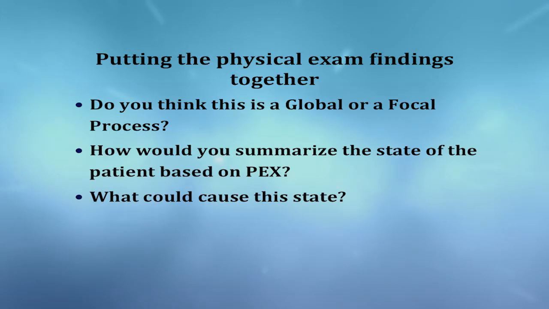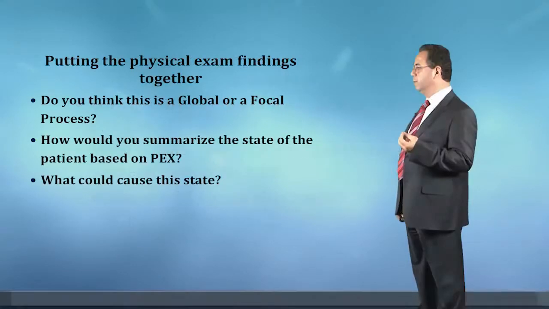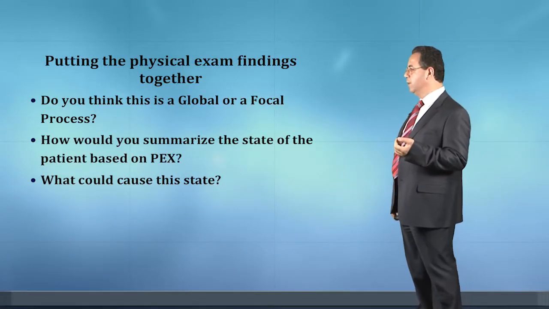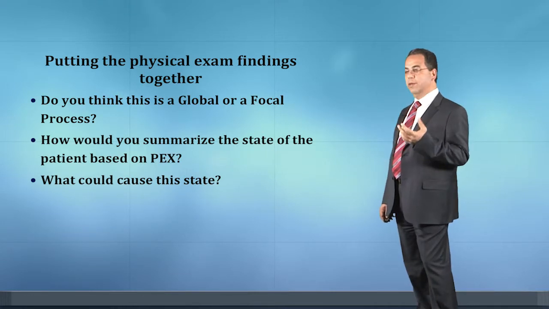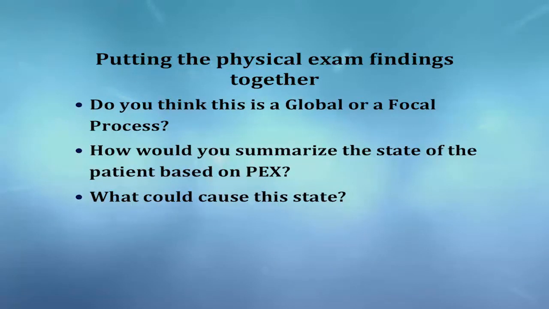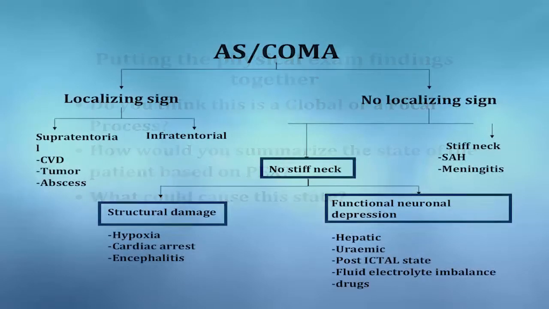Now, after you have examined the patient quickly but systematically, you need to put your findings together. Think about what's going on with this patient. Is this a global process or is this a focal process? How would you summarize the state of the patient based on your physical examination? And what could be the cause of the underlying problem? These are the clues you gather from the history and physical examination and review of medication that will help you decide what additional testing you need to do.